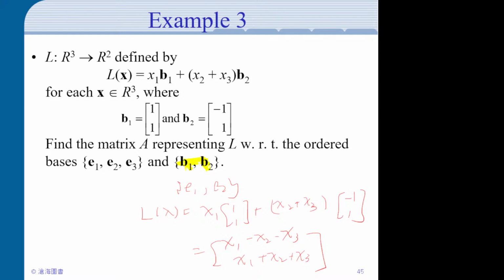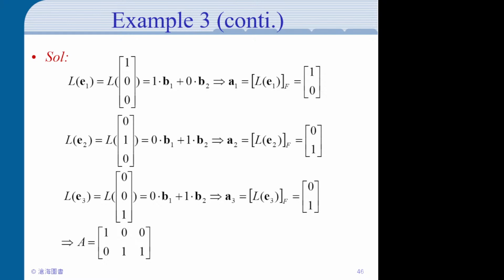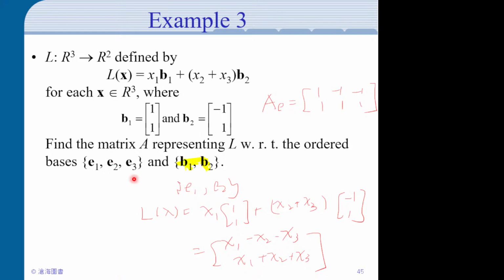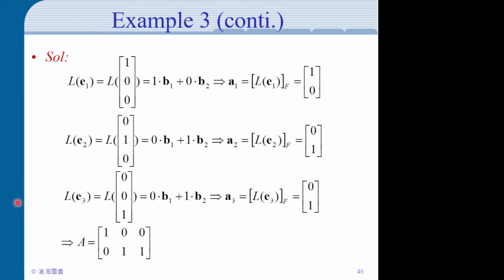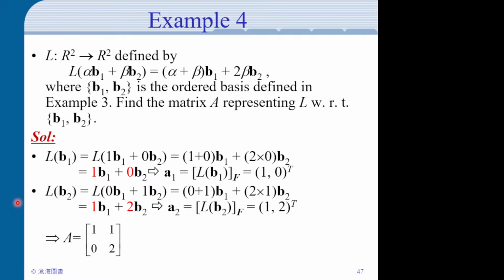And so we write this as a matrix. So A with respect to the standard basis will be (1, 1) from the x1 and (minus 1, 1) from the x2 and (minus 1, 1) from the x3. And you see that this is a different A than this A here. Okay. So this A depends on the basis you choose here, as you expected.